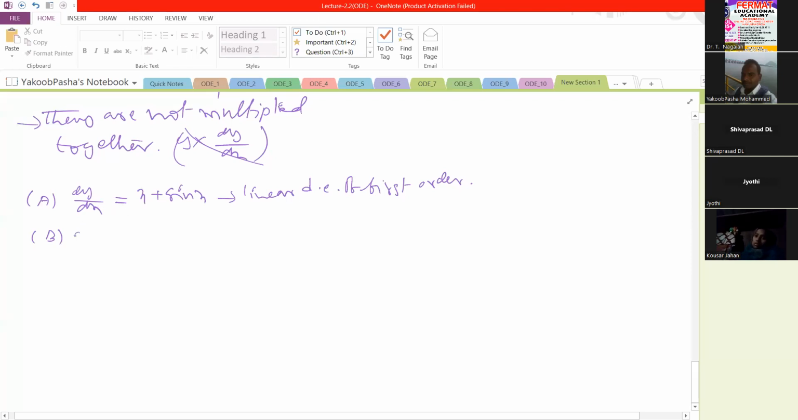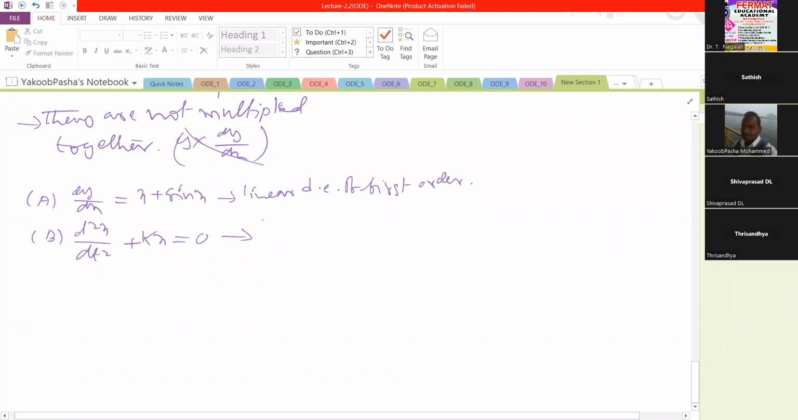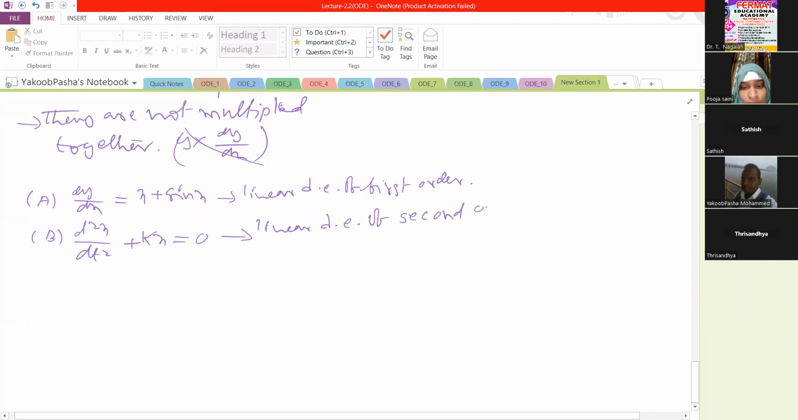d square x by dt square plus kx is equal to 0. Is it linear or not? It is a second order linear differential equation. Order doesn't matter for linearity, we need the degree, and degree should be 1. So it is a linear differential equation of second order. You can put your comments on chat box. Please mute yourself.